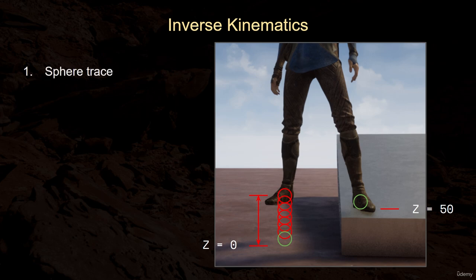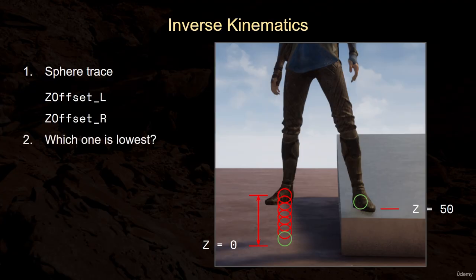First, we do the sphere trace, and we calculate this offset between the foot and the surface beneath it. Now, we can call these Z offset L and Z offset R. And one of these is going to be smaller than the other, right? So we want to find which one is the lowest. So in this case, that sphere trace that went from Echo's right foot down to the floor at Z equals 0, that one's going to have the lowest impact point for the sphere trace. So we're going to use that to determine this offset that we can move our pelvis bone down by.